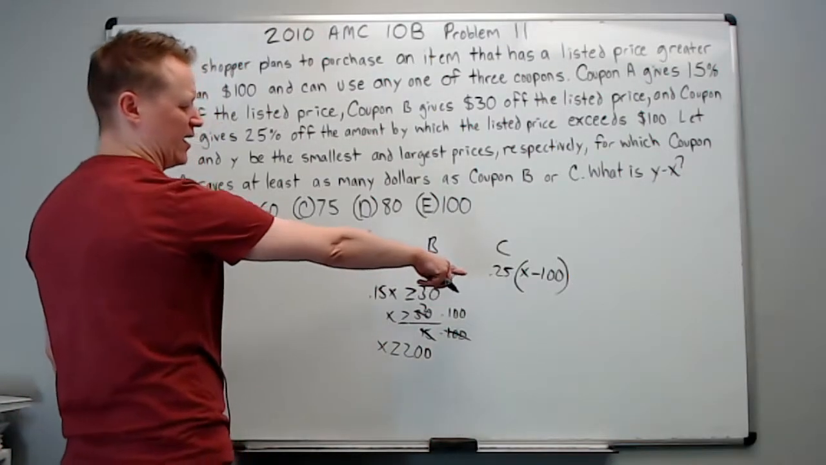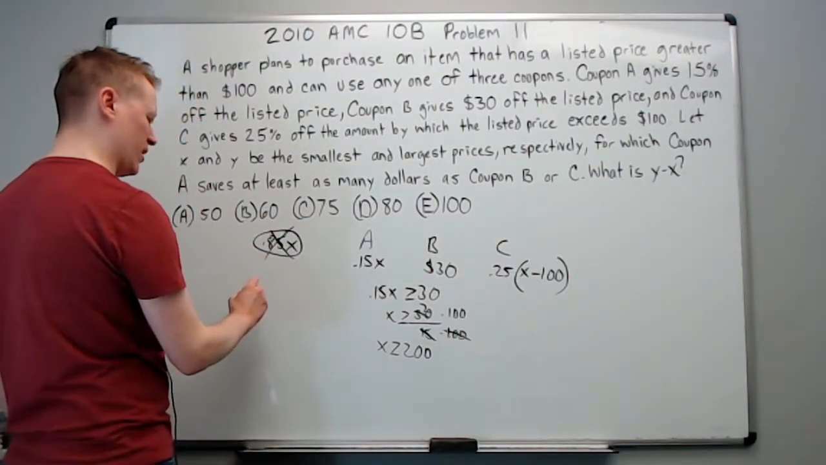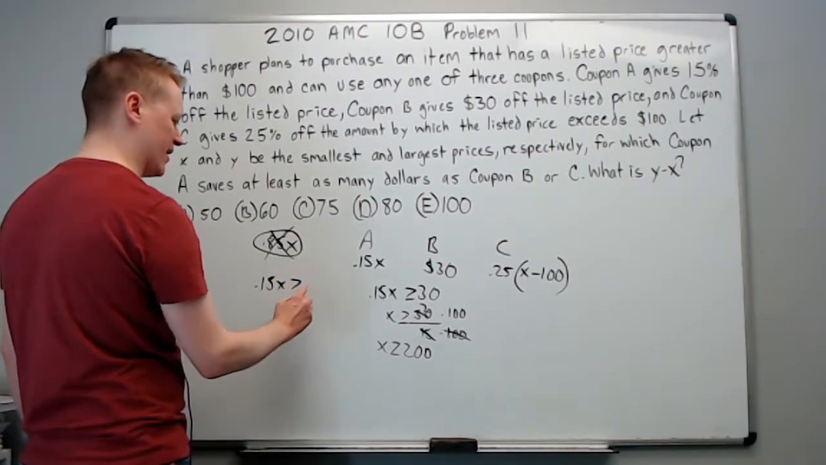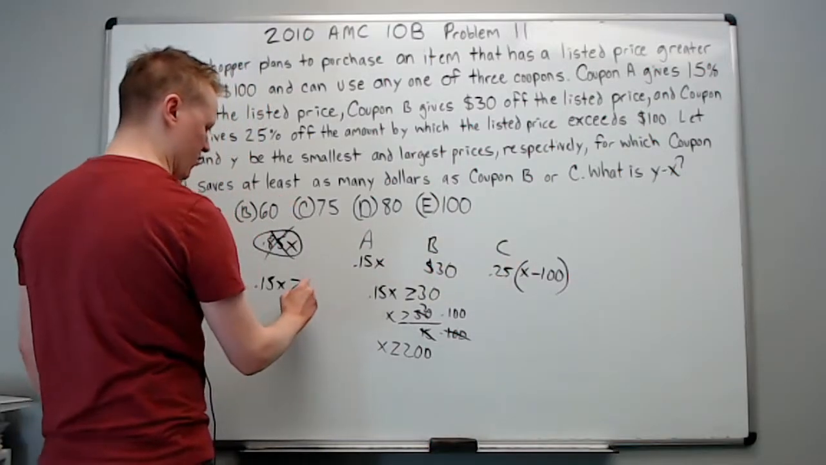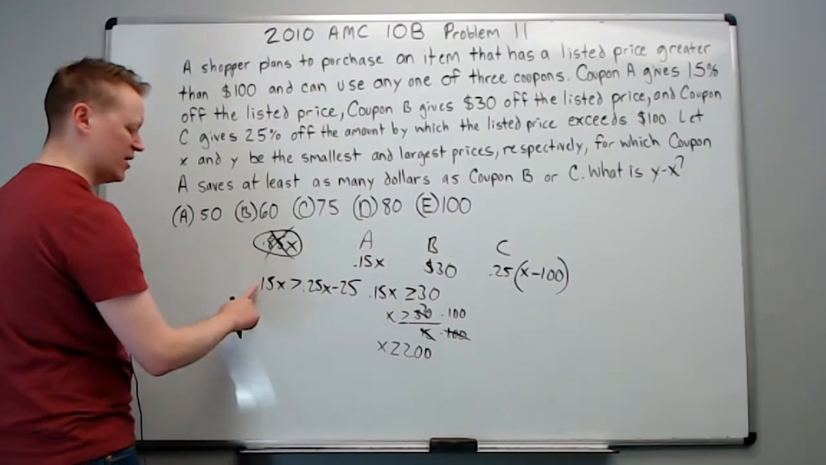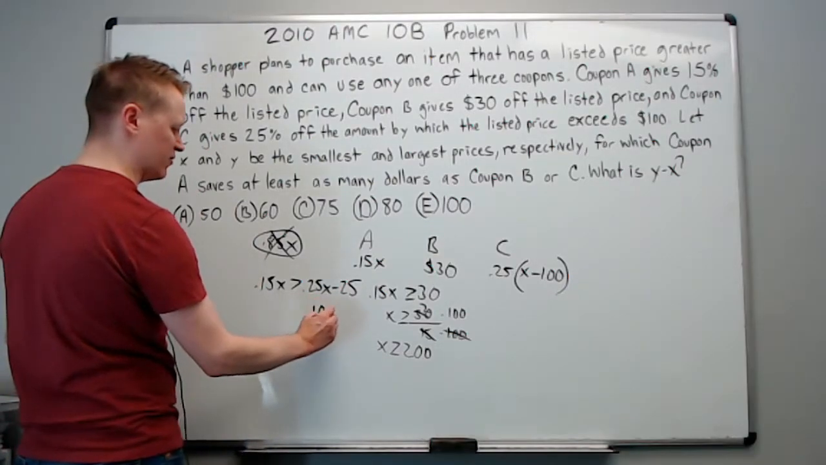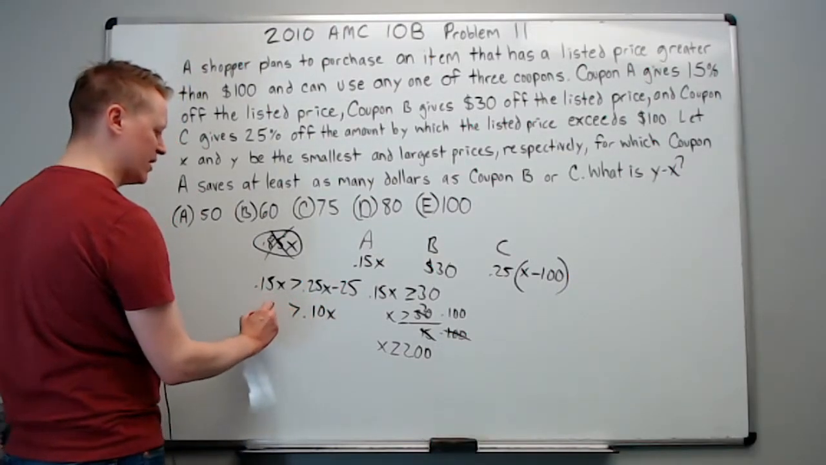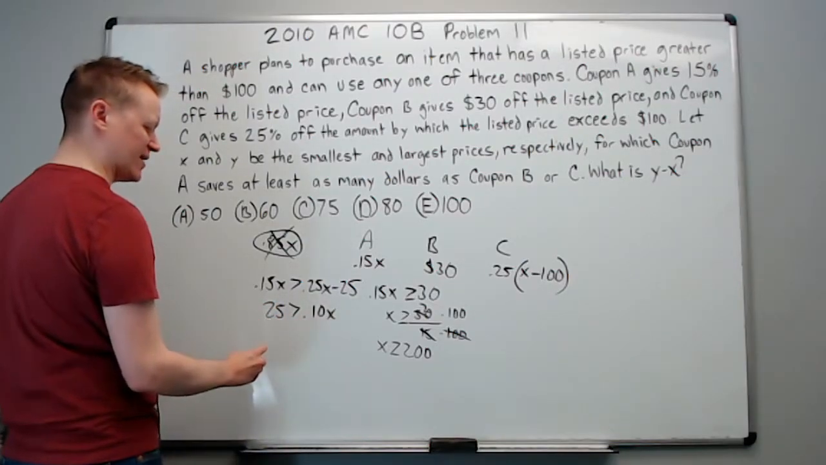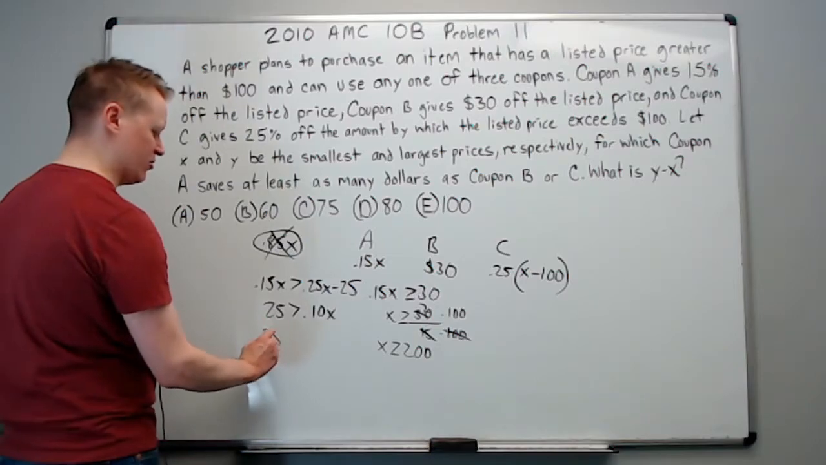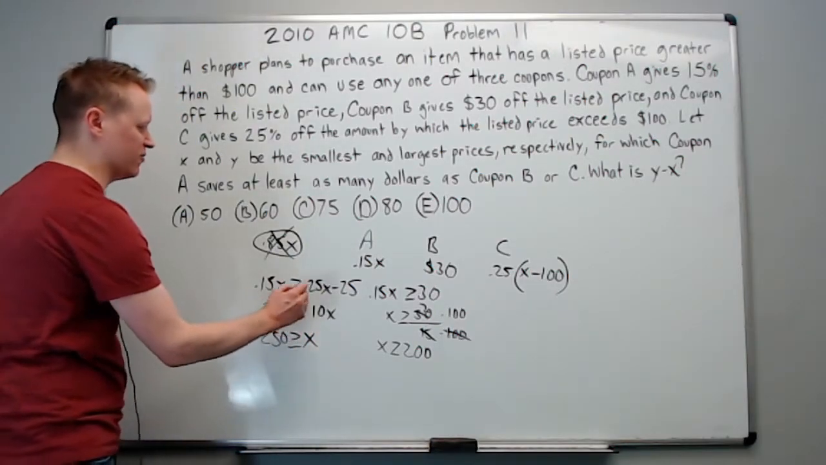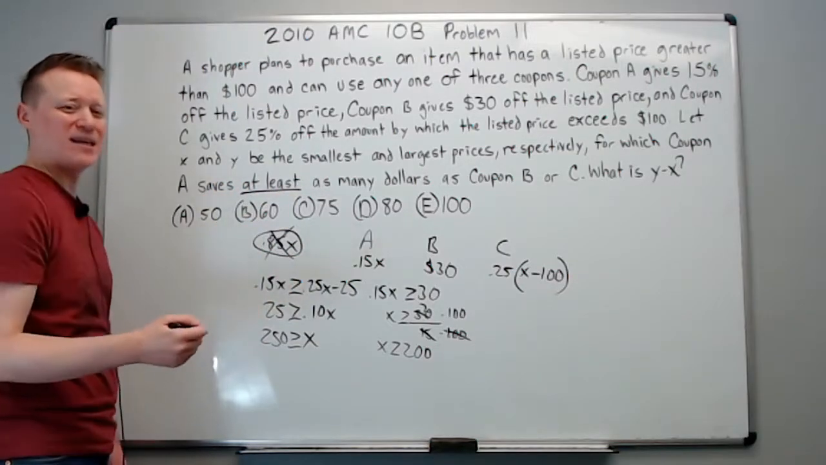Okay, then for the other one, we want 0.15x to be greater than, I'm going to distribute as I write it, 0.25x minus 25. So move the 0.15 over to get 0.10x. 25 has to be greater than that. Multiply by 10. You get 250. X has to be less than or equal to 250 because it's at least, meaning it can be equal to.